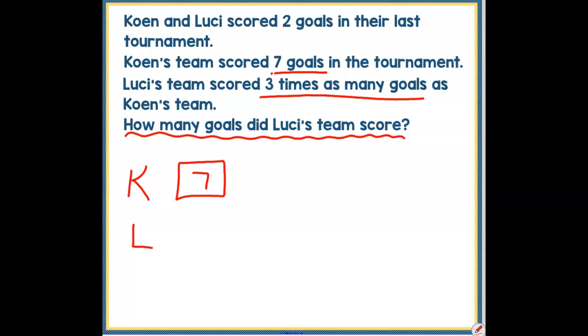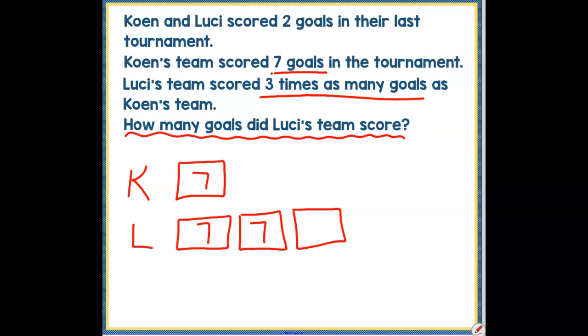Then Lucy's team scored 3 times as many. If I scored 3 times as many, I'm going to be scoring more. So I'm going to take 3 boxes, because if Cohen's team scored 1 box, then Lucy's team would have to score 3 boxes if I was going to show that as a representation. And for each box, I know the value is 7. So if I wanted to know how many goals Lucy's team scored, I could use my comparison bars, and I could figure out that I have 7, 14, 21. So my answer would be Lucy's team scored 21 goals. That's one way you could have represented it.